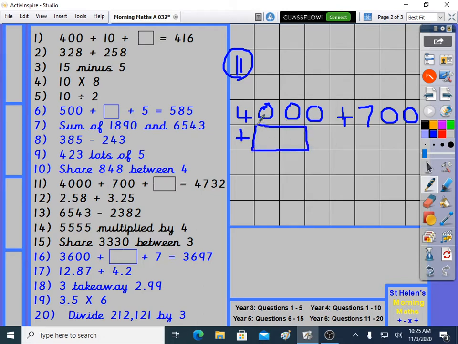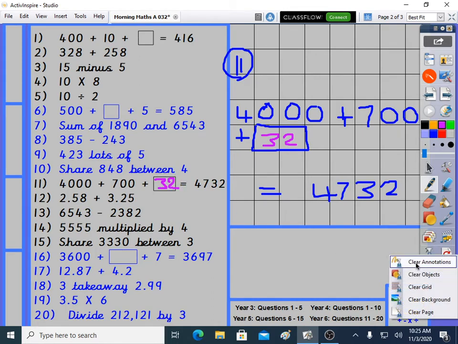4,000 plus 700 plus a mystery. All that equals 4,732. So 4,700, what's missing is the 32. 32 goes in the missing box.